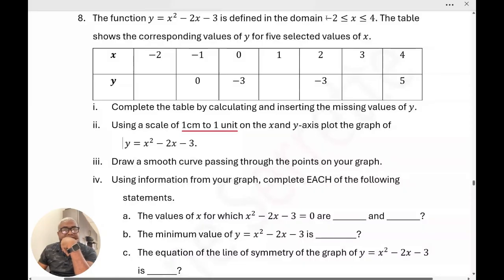So it starts at -2, it ends at +4, right? So the table shows the corresponding values of y.